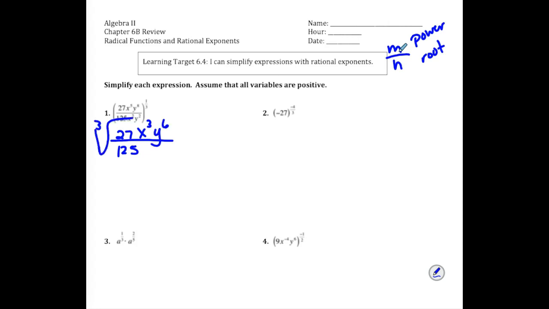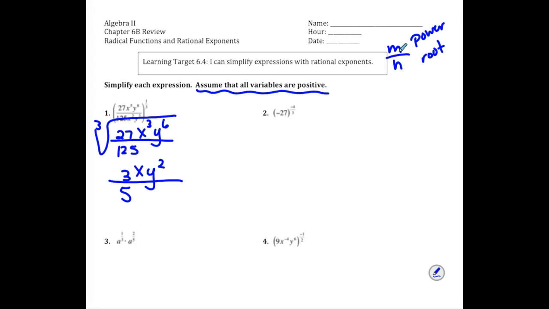We can then cube root this. Yes? What's the cube root of 27? What's the cube root of 125? Okay? The cube root of x cubed, x, and the cube root of y to the 6th, y squared. Notice it says assume all variables are positive, so we aren't worrying about the absolute value piece that we had in the first half of the chapter.